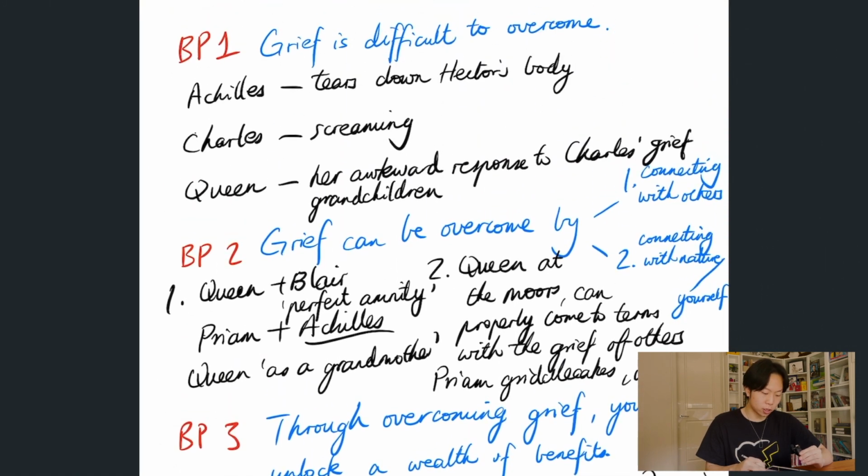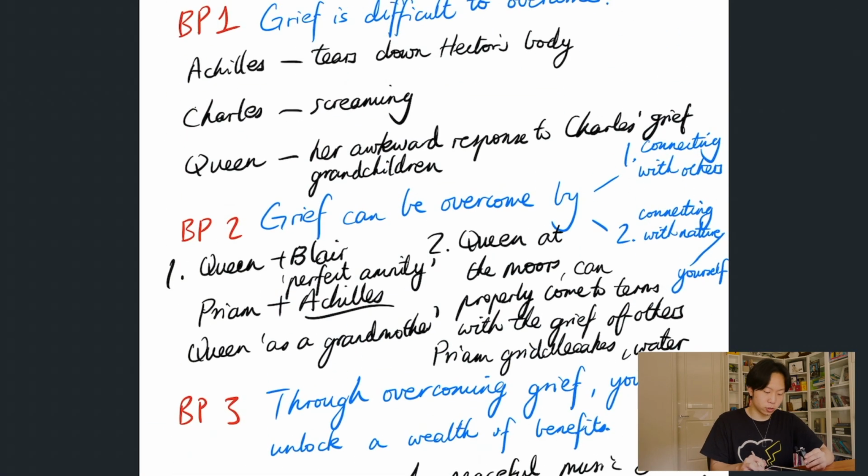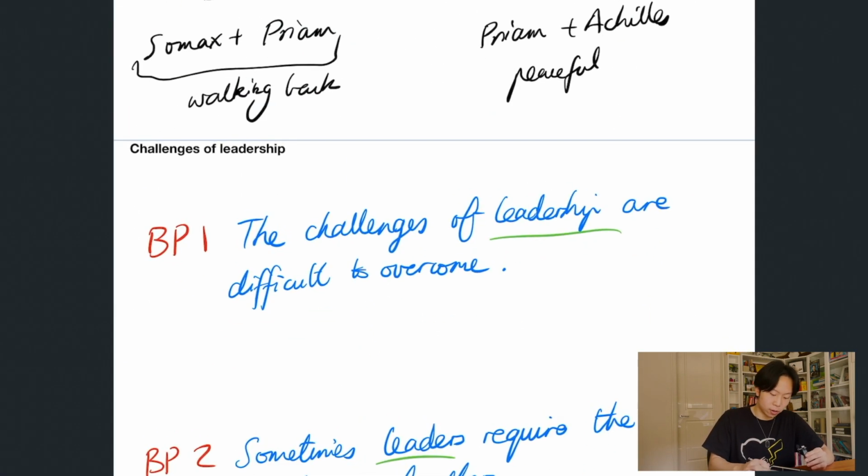All right, so I hope that's helped. And we'll move on to challenges of leadership. So I will probably write it a bit quicker now, considering that all the ideas are pretty repetitive. Challenges of leadership are difficult to overcome. These are linked to tradition, which is also linked to this topic because of the past, right? For Achilles, you see it manifested in the way he attacks.